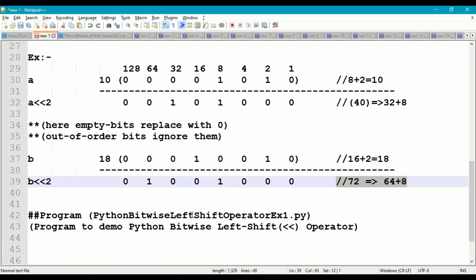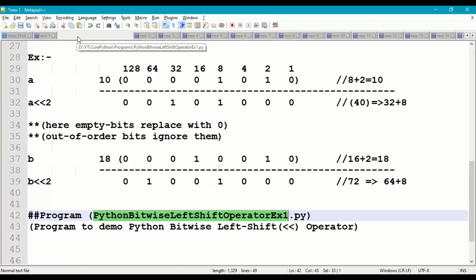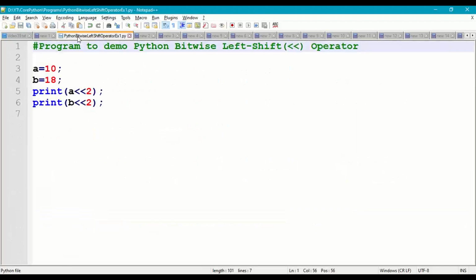So let us try to perform this with a small program. First take comments at the beginning of the program. a is 10, b is 18. So a left shift of 2, b left shift of 2. We should get the answers as 40 and 72 respectively.